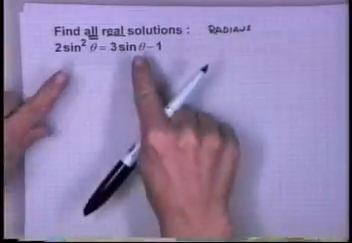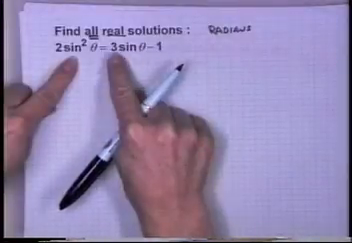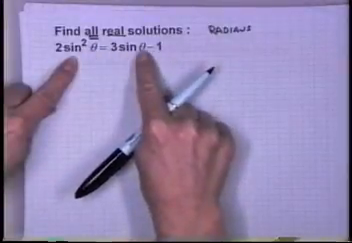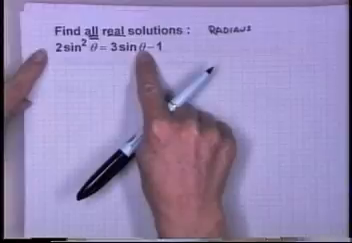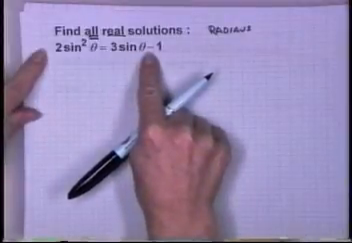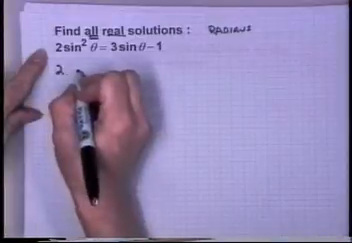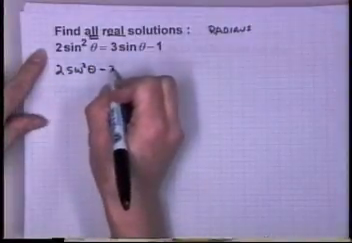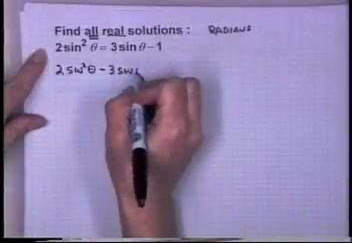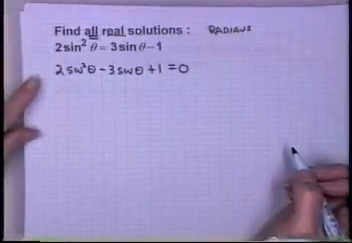Now let's look at this. There's only one trig function here. This one is to the second power, this one is to the first power. So this is sort of like in algebra when you have a quadratic equation. When we have a quadratic equation in algebra, we get everything on one side and get it equal to 0, don't we? So we're going to do that here. 2 sine squared theta minus 3 sine theta plus 1 equals 0.